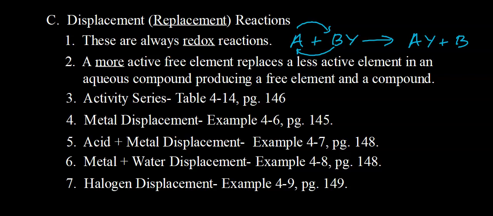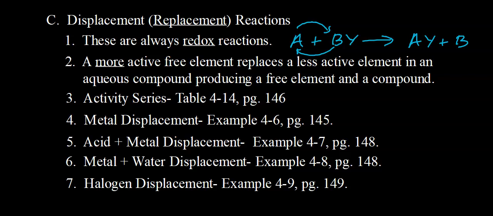So again, an element can replace anything below it in the list. And so, for example, lithium, if you turn to page 146, lithium's on the top there. Lithium can replace everything. Find gold. Gold can't replace anything. Platinum could replace only gold in a single replacement reaction. So elements can only replace things below them in the list. There's also a list for the halogens when we get to halogen replacement reactions. And we'll see that when we get there in just a second.